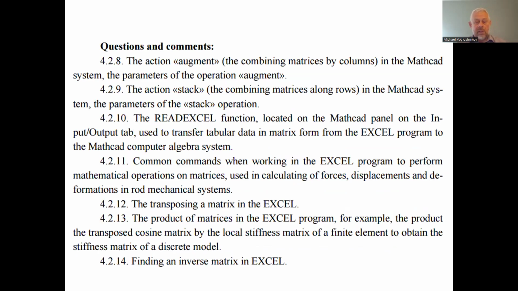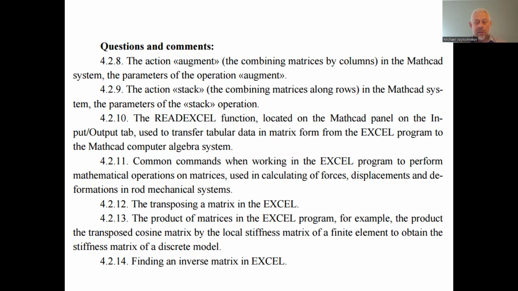The augment action combines matrices by columns in the Mathcad system. These are the parameters of the augment operation. These are two ways of combining matrices together: by columns, the action is augment, and by lines, the action is stack.